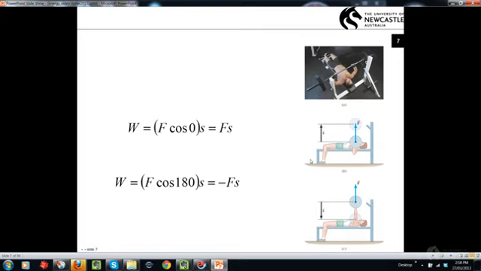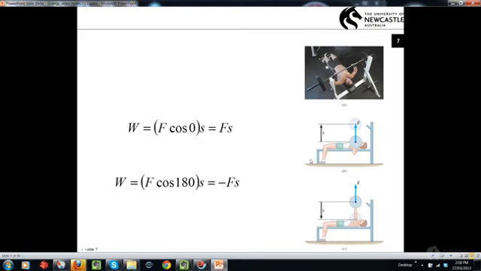So as the weightlifter rises, the weightlifter applies a force in the positive y direction, and the displacement is in the positive y direction. So the work done will just be F times S, since the angle is 0 and the value is positive.